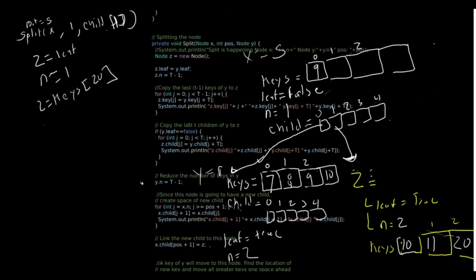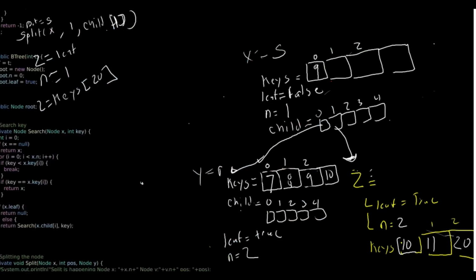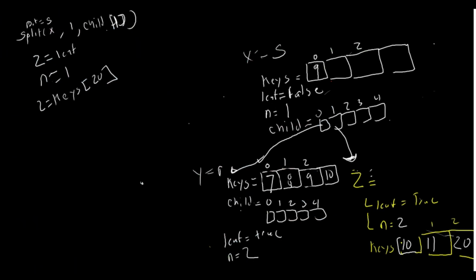So n is 1. So when we were doing the insertion, the n was 3. So n is going back here to be 2. Sorry, n will be 2. And then position 1. So here, this is going to be pointing to the child. So this one here is now going to point to child 2.